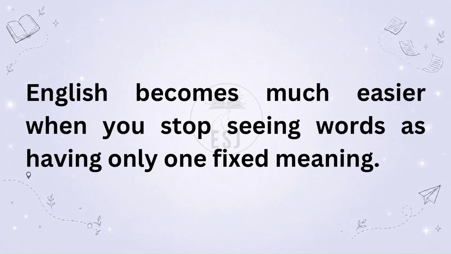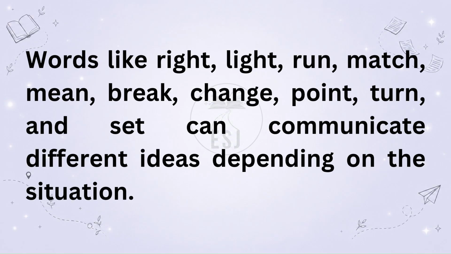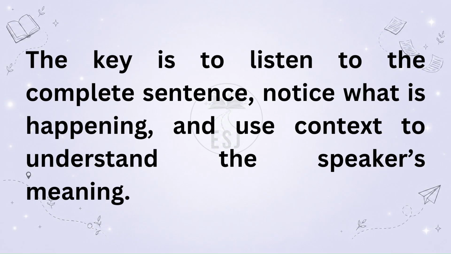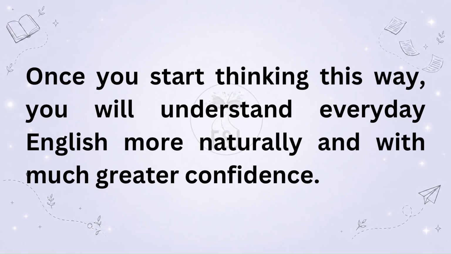English becomes much easier when you stop seeing words as having only one fixed meaning. Words like right, light, run, match, mean, break, change, point, turn, and set can communicate different ideas depending on the situation. The key is to listen to the complete sentence, notice what is happening, and use context to understand the speaker's meaning. Once you start thinking this way, you will understand everyday English more naturally and with much greater confidence.